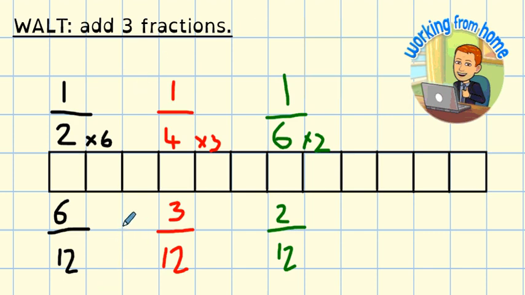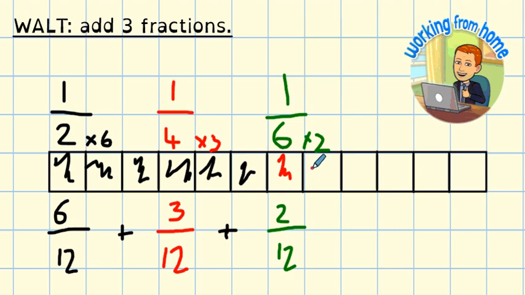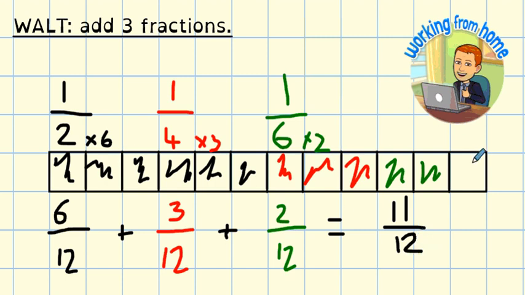I now can represent these 3 fractions on my bar of 12: 6 of my 12s, 1, 2, 3, 4, 5, 6. I represent 3 of my 12s, 1, 2, 3. And then I can represent 2 of my 12s, 1, 2. If I then write my answer here, 6 add 3 is 9, add my 2 would give me 11 twelfths. Have I shaded in 11 of my 12? Yes, I have. So again, I've got it pictorially, and I've got it using the common denominator method.